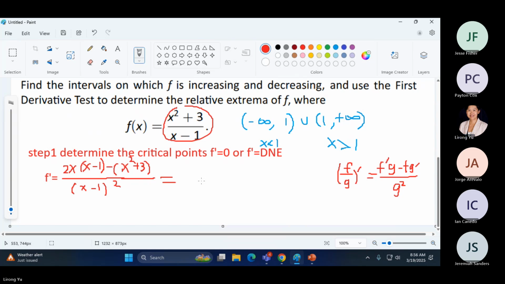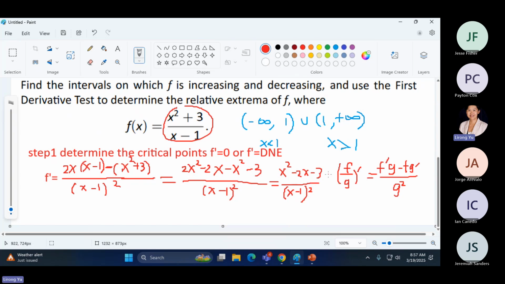Are we okay? All right, so we're going to try to clean up a little and combine the terms. In the numerator, distribute the term outside the parentheses. We have 2x squared minus 2x, and then minus x squared. It's minus outside the parentheses, so it's minus 3. And then the denominator should say x minus 1 squared. And the numerator, we have 2x squared minus x squared, and then minus 2x, and then minus 3.